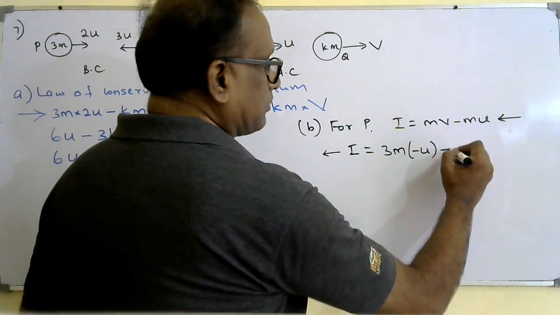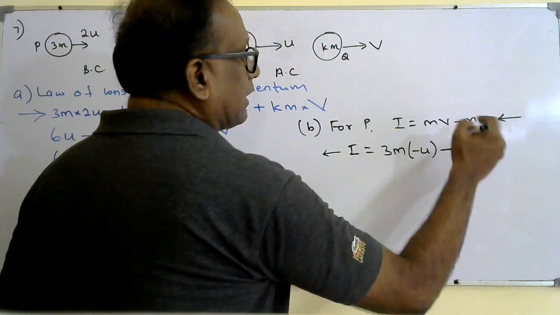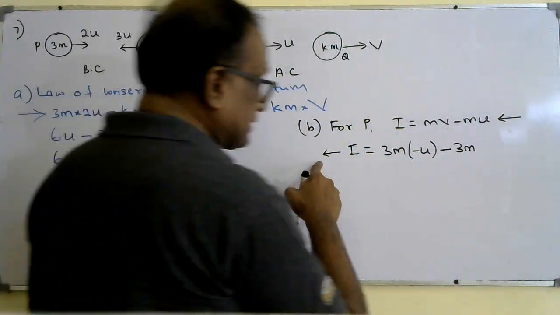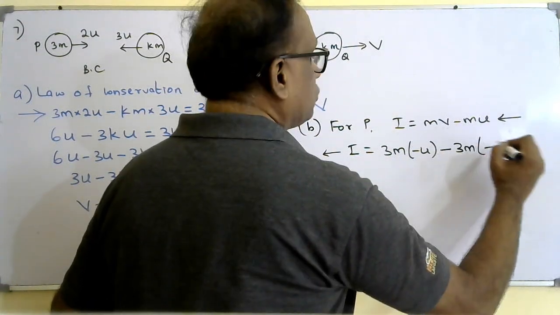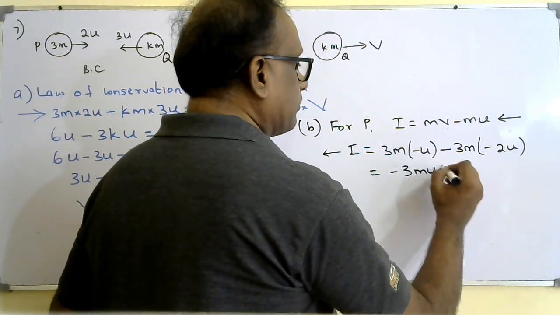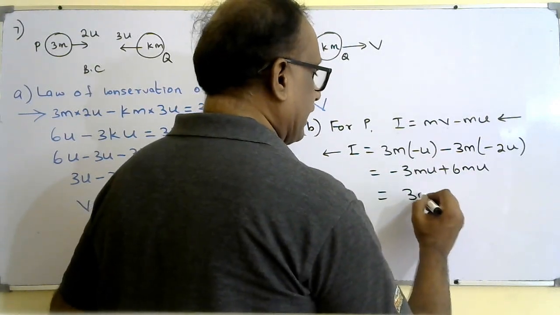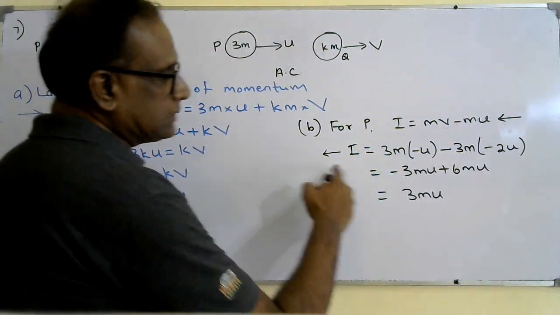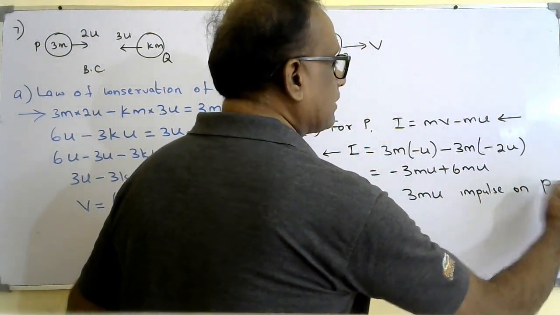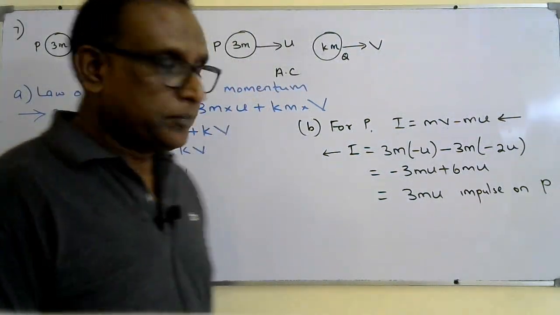This minus, that minus, mv minus mu, that minus I put it here, again 3m, initial velocity towards right. I'm using towards left, so again minus 2u. Solve it: minus 3mu plus 6mu, so it's going to be 3mu. That is the impulse on P. But Q will have the same magnitude of impulse, opposite direction.